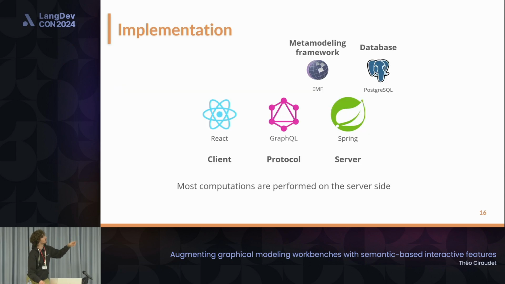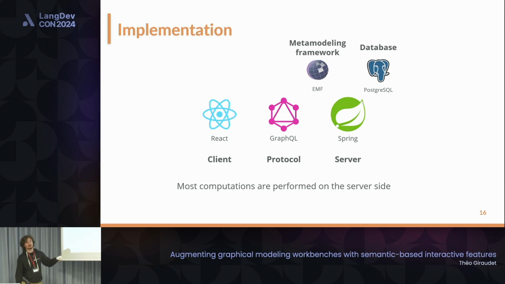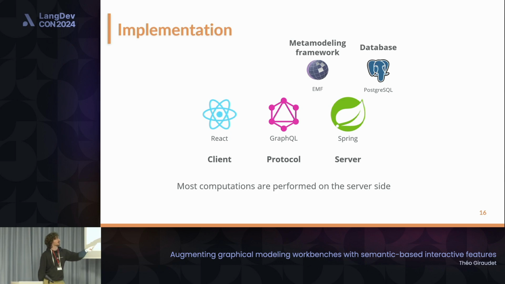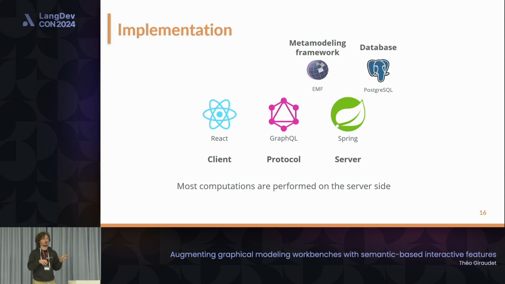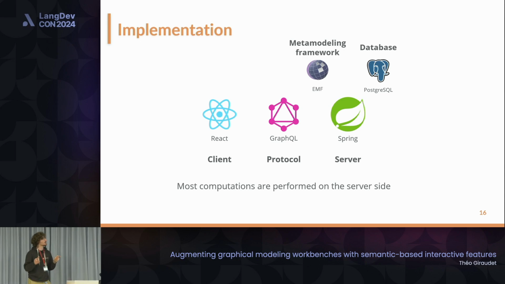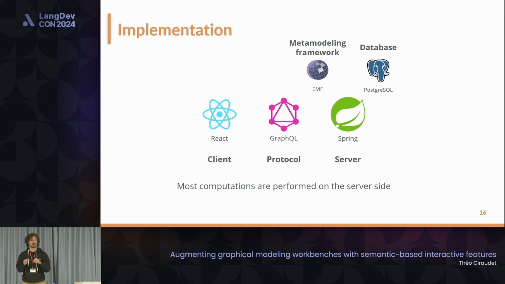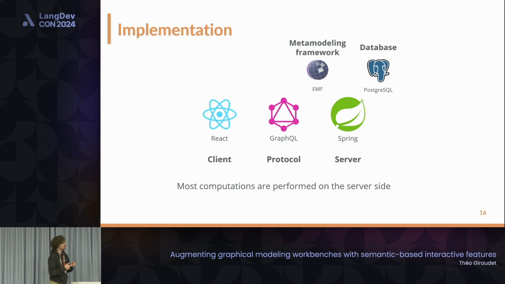Here you have the technology stack of Sirius Web. For the client part, we use React and TypeScript. For the server part, we use Spring and Java. And between the client and the server, we use GraphQL. If you don't know what GraphQL is, it is a bidirectional protocol, so we can exchange data from the server to the client, but also from the client to the server.